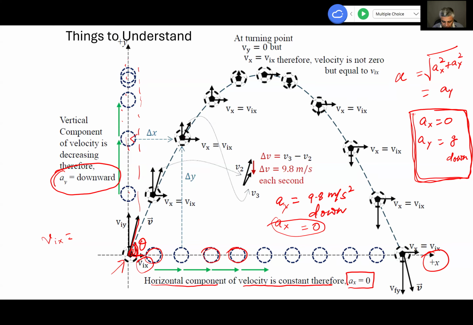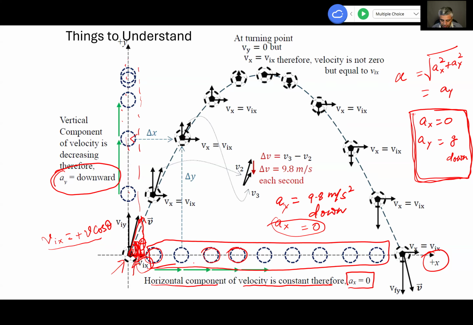So this is going to be the adjacent component of these two components. So Vx is going to be positive V cosine theta, not sine but cosine, because it's adjacent to this angle when this angle is given. So this is going to be V cosine theta. No matter where the object is, this component of velocity is the same, as seen from this drawing, because acceleration is 0 in that direction.